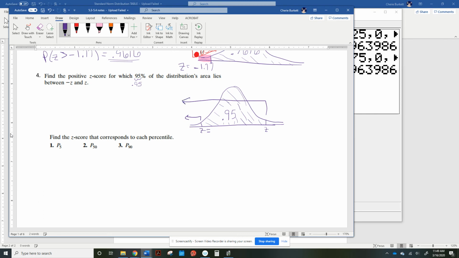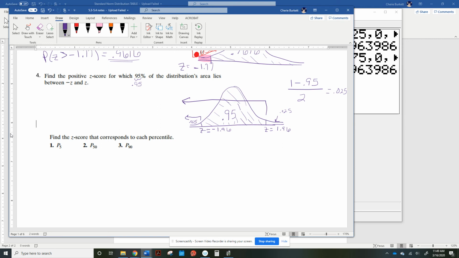Okay, and how did we find these two little pieces? We said 1 minus 0.95. That's how we got the total, and then we divided it by 2. And that's where we got 0.025 for this right here. This is 0.025, and this right here is 0.025. Okay, and so we got z-scores of negative 1.96 and positive 1.96.